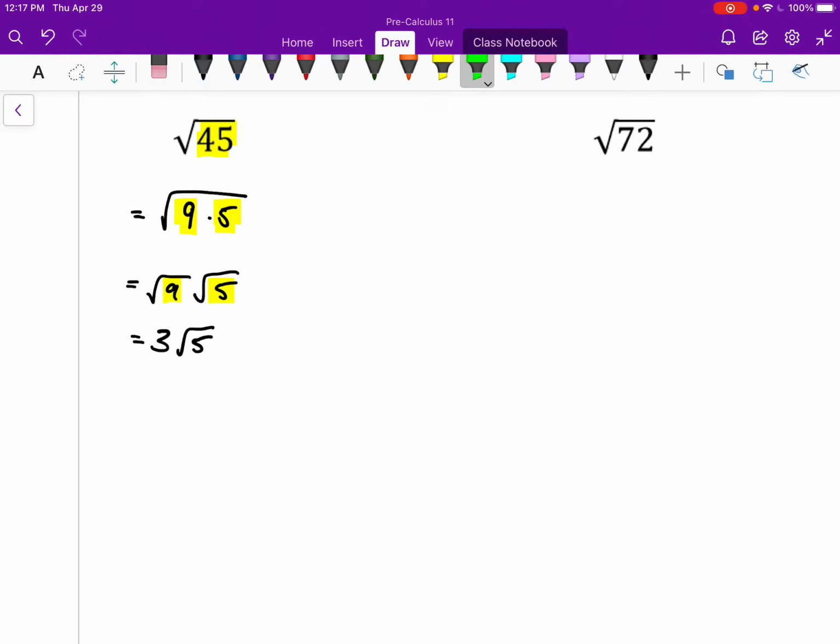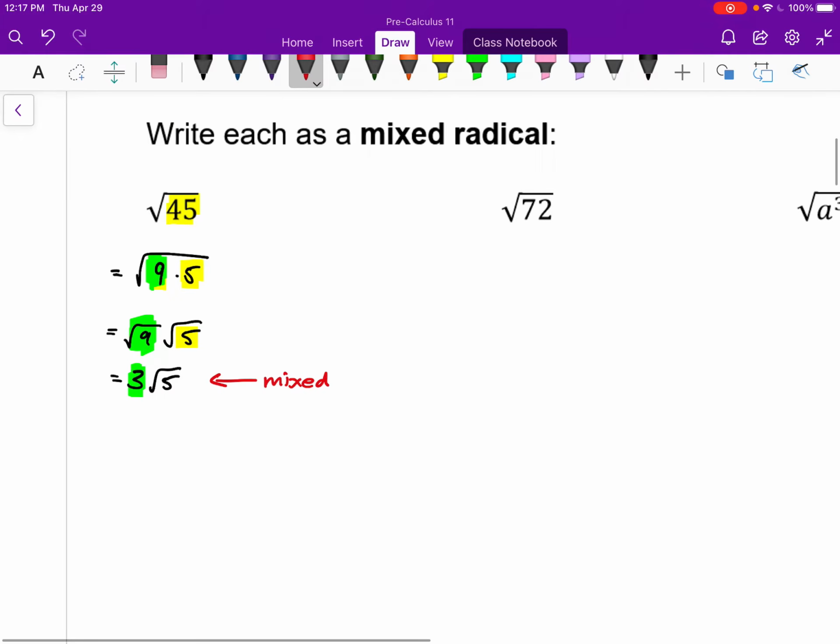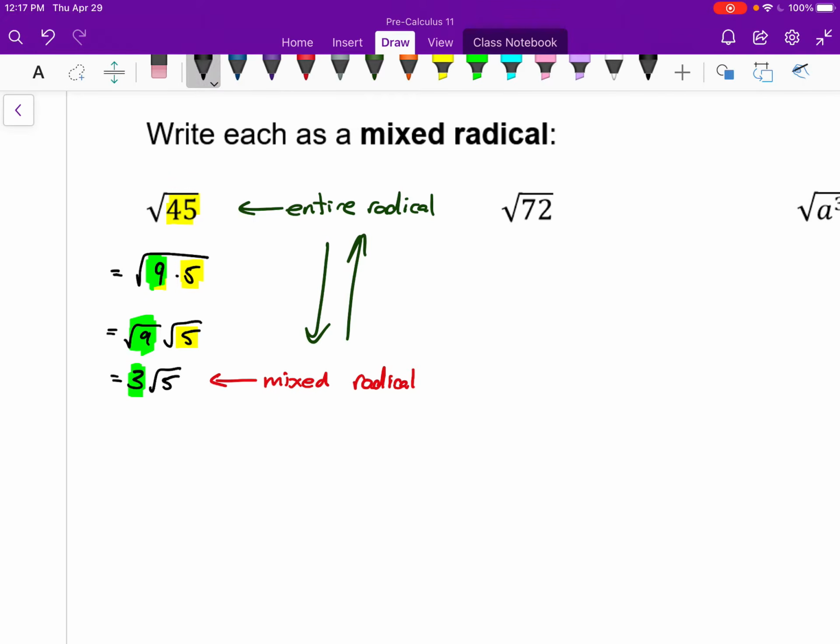And so the key is, as soon as I got to here, I could write that as a separate root. And I chose to do that because I knew 9 was a perfect square. So what we call here at the end, we call this a mixed radical. And we call this an entire radical. And you can always go this way, and you can always go this way.